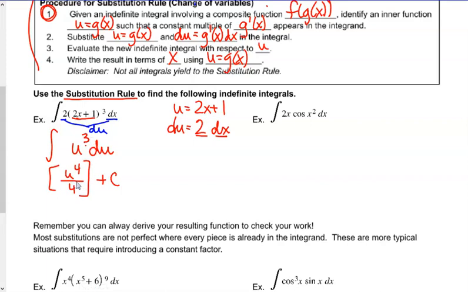Now, this I did the integral. That's what we needed to find. But now I'm in terms of u and not in terms of what I started with. So I've got to go back. What was u equal to? Now I have to take 2x plus 1 and put it back into my function.